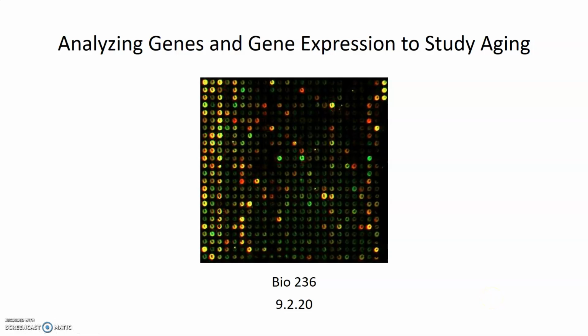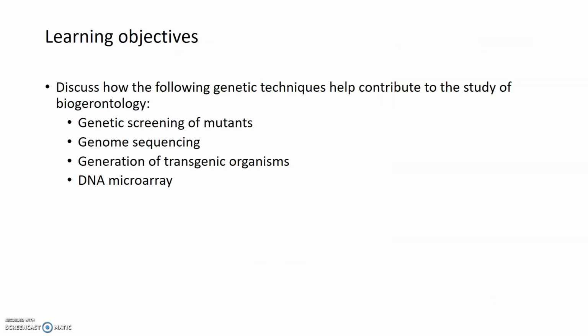This is a lecture on using different types of analysis to analyze genes involved in aging and longevity, as well as changes in gene expression associated with aging. And we're going to talk a little bit about several different techniques in this lecture, particularly the screening of mutants, genome sequencing, generation of genetically modified organisms, and DNA microarray, and how all of these different techniques can help us study biogerontology.